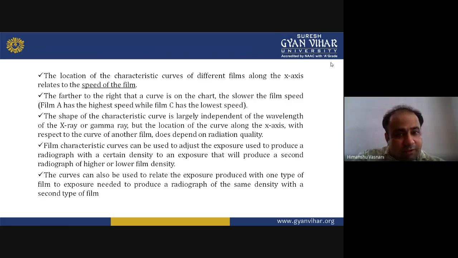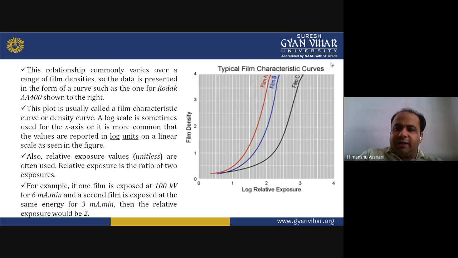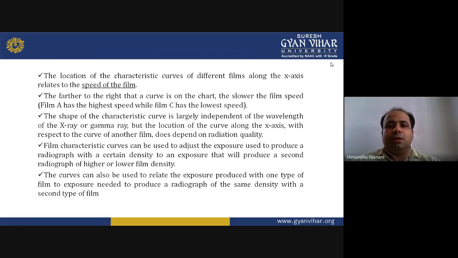The farther to the right that a curve is on the chart, the slower the film speed. So film A, which is at the start, has the high speed, and film C has the slow speed. So from the film characteristic curve also, you can find out these film speeds.